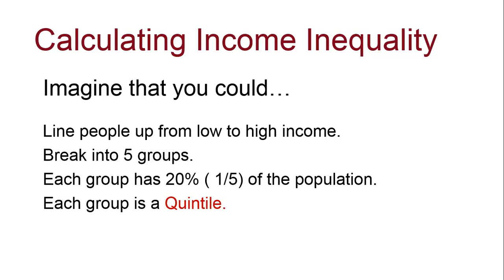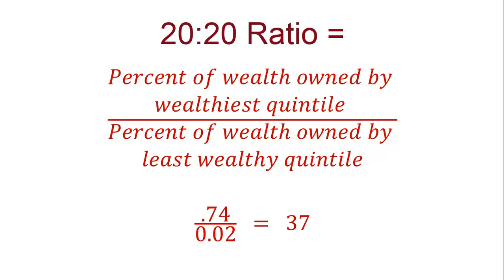Here's one way to calculate how much income inequality there is in a particular country. Suppose that you could line up all the people in this country and break them into 5 groups. Each group has 20% or 1/5 of the population. Each group is called a quintile. The 20-20 ratio is a fraction. It lets you estimate how much income inequality there is in a country.